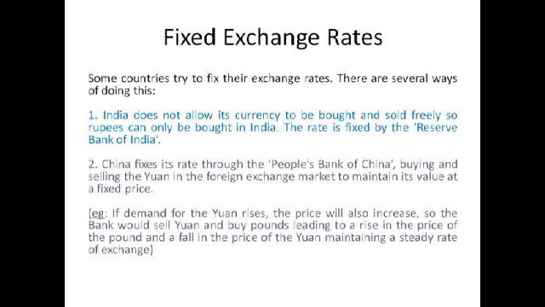So if demand for the yuan rises, the price will also increase. So the bank would sell yuan and buy pounds, leading to a rise in the price of the pound and a fall in the price of the yuan, maintaining a steady rate of exchange, if that makes any sense whatsoever.